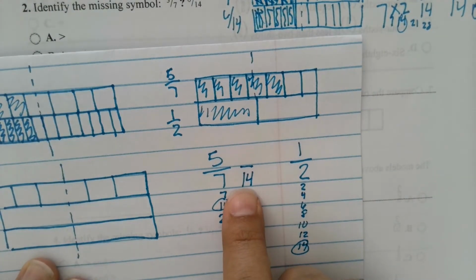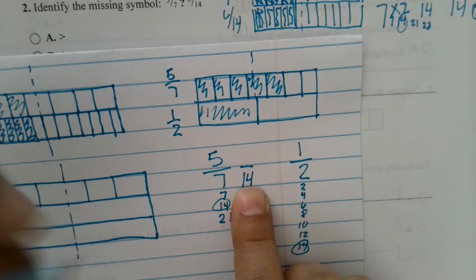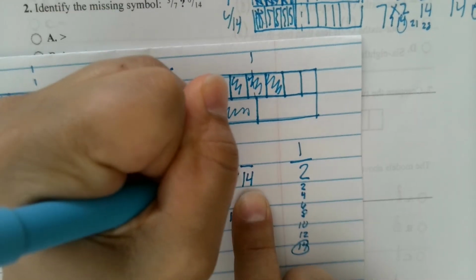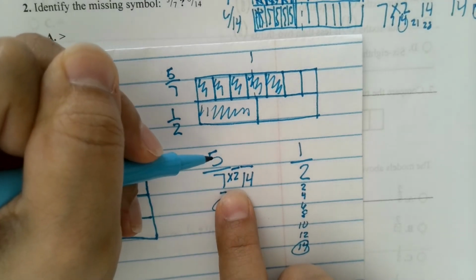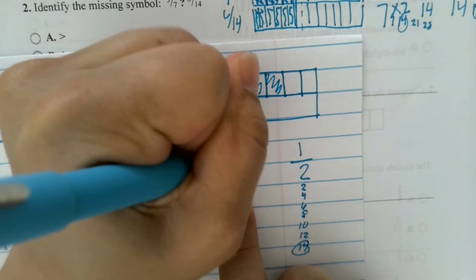So if we're changing 7ths into 14ths, we figure out how did we get from 7 to 14. We multiplied by 2. If we do it to the bottom, we have to do it to the top. 5 times 2 is 10.